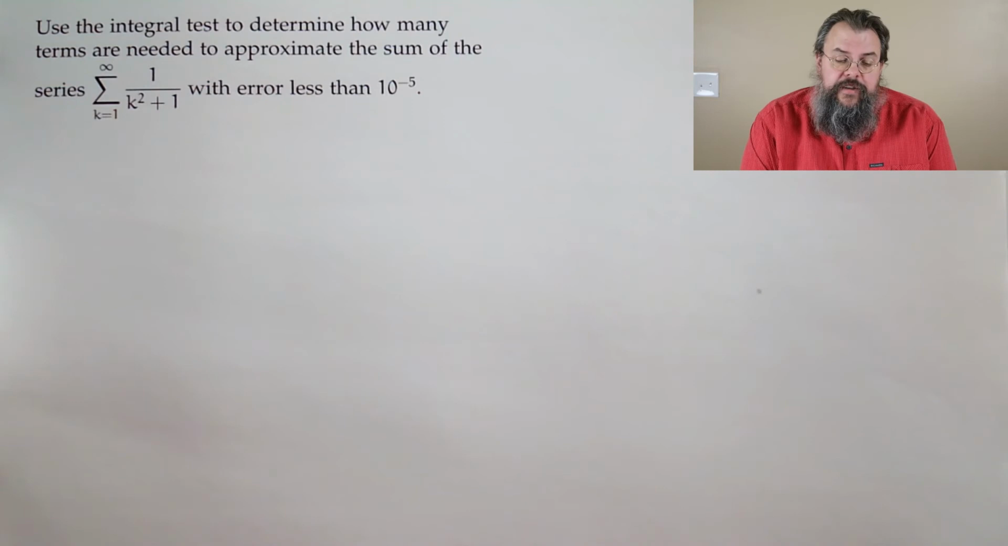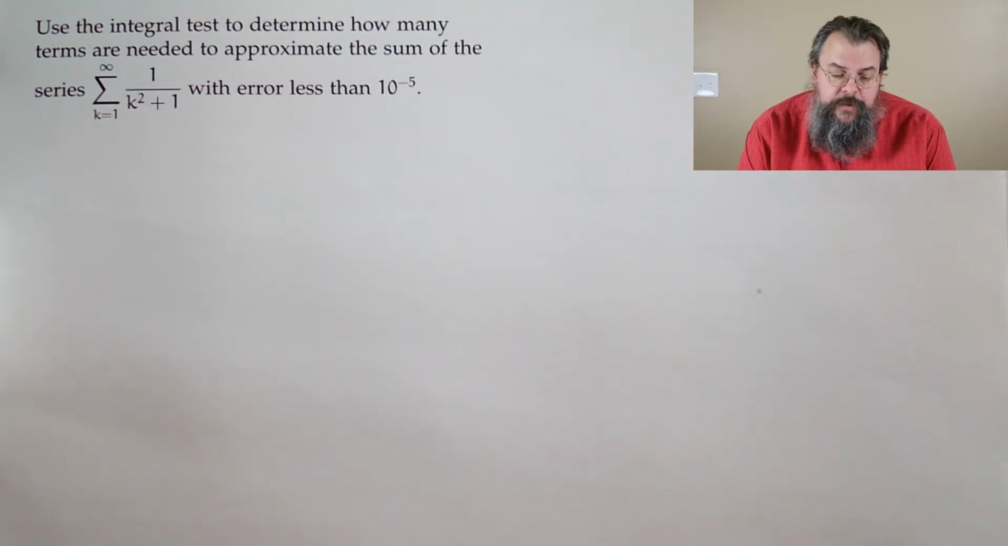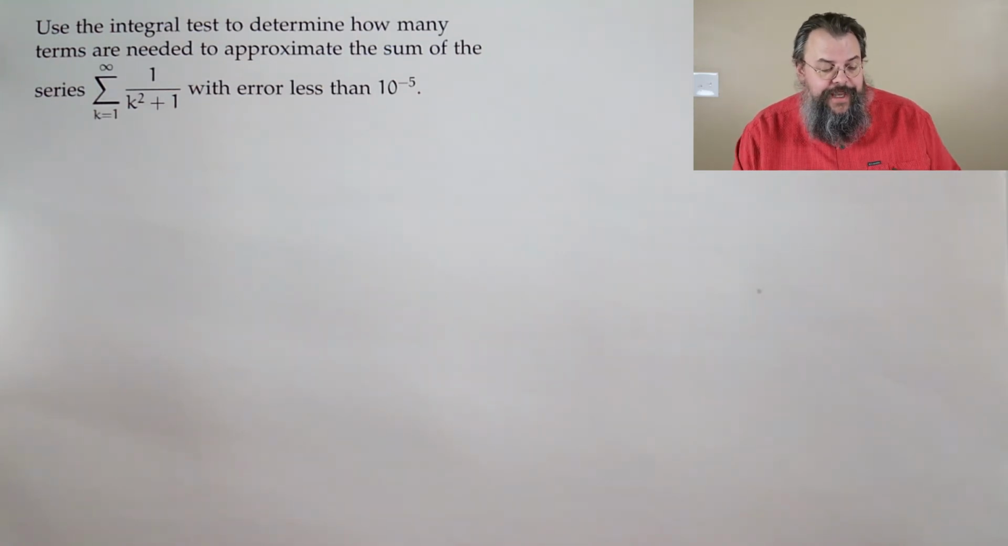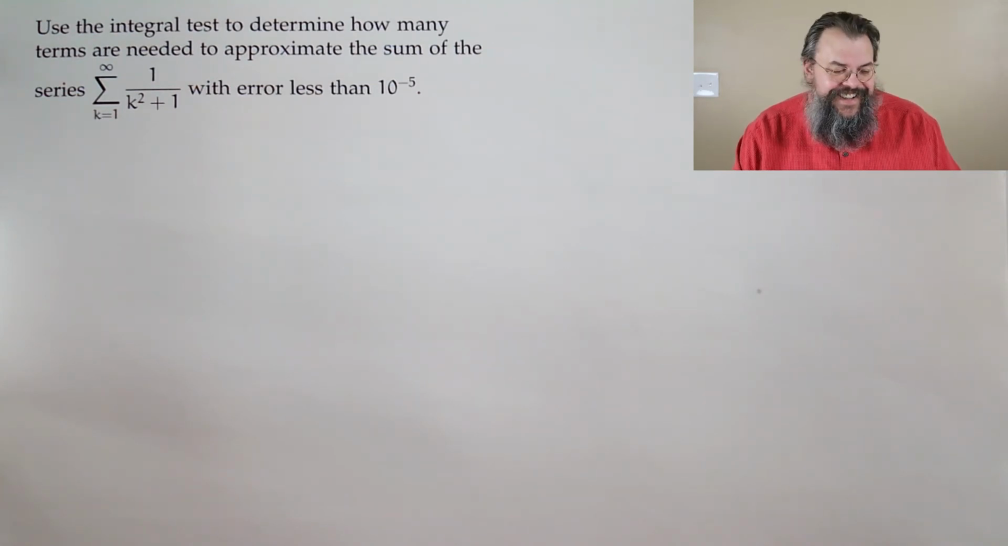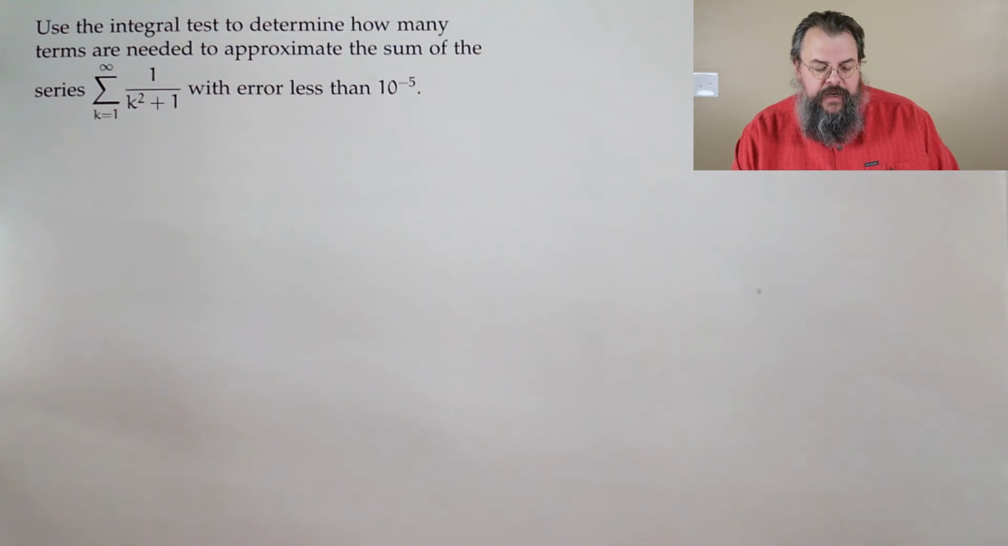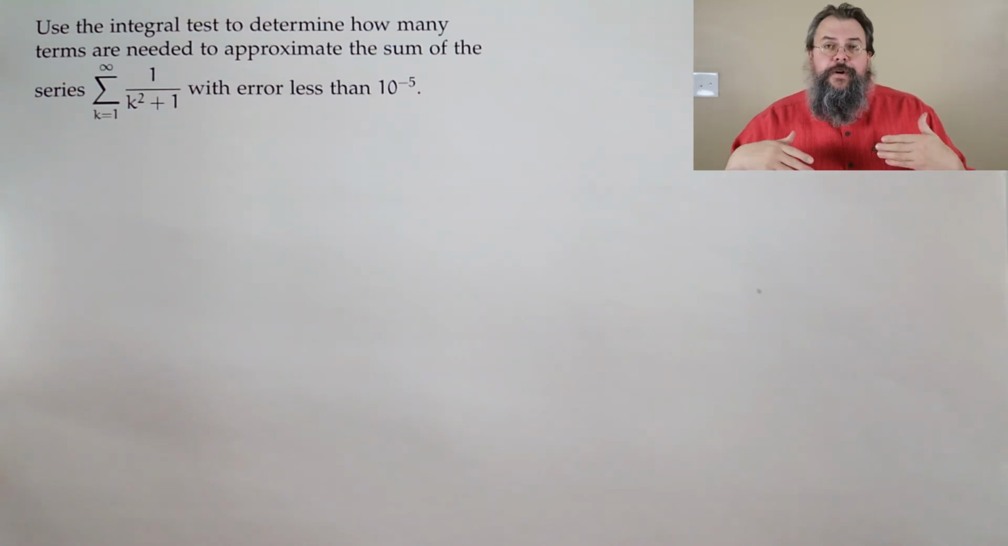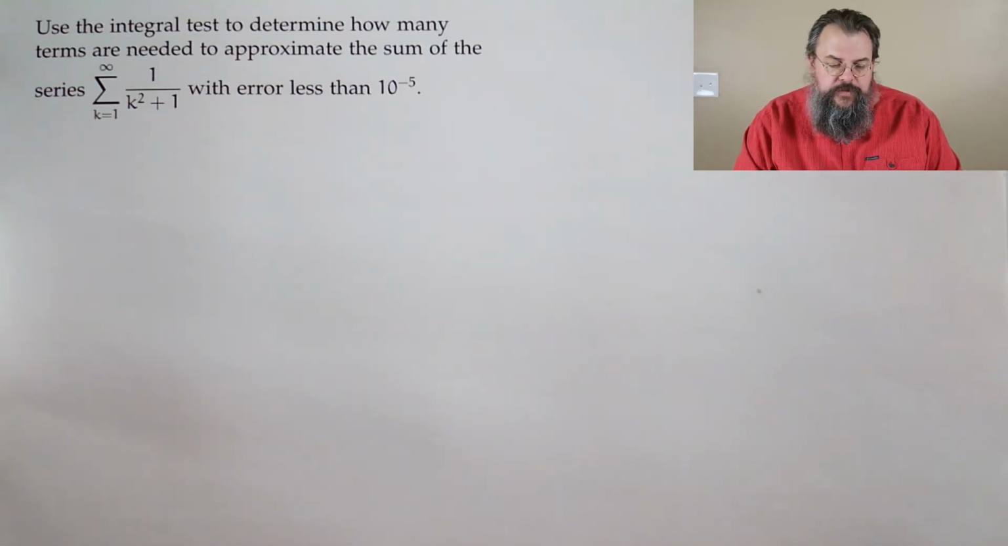Use the integral test to determine how many terms are needed to approximate the sum of the series, sum k equals 1 to infinity, 1 over k squared plus 1, with an error less than 10 to the negative 5. Okay. All right. We need to think about what this is asking and then run through the procedure. Now, we're not going to end up with a number, but we'll end up with a formula where we would get the right number of terms out.